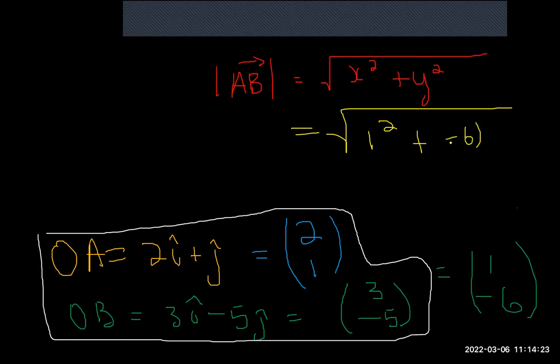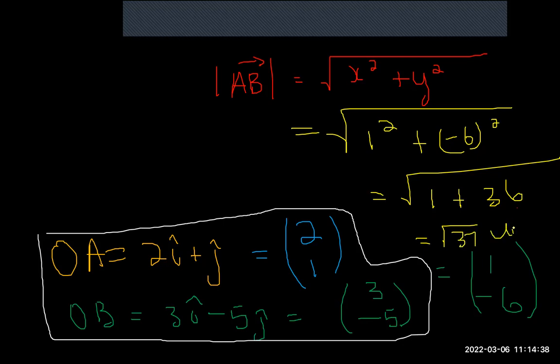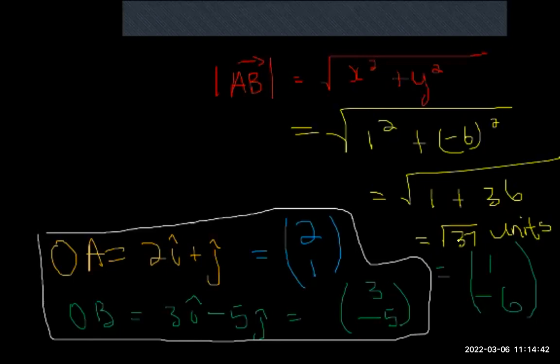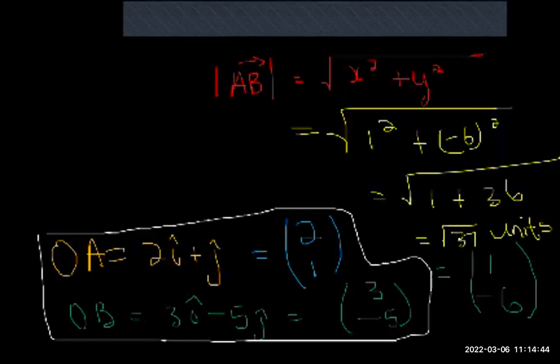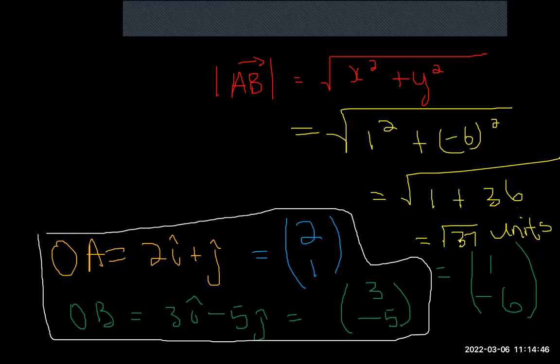So minus 6 squared. I simplify this. 1 plus minus 6 squared is 36. 36 plus 1 is 37. So 37 units. And 37 is a prime number, right? So you can't simplify this anymore. It's just root 37 units. Everybody good?